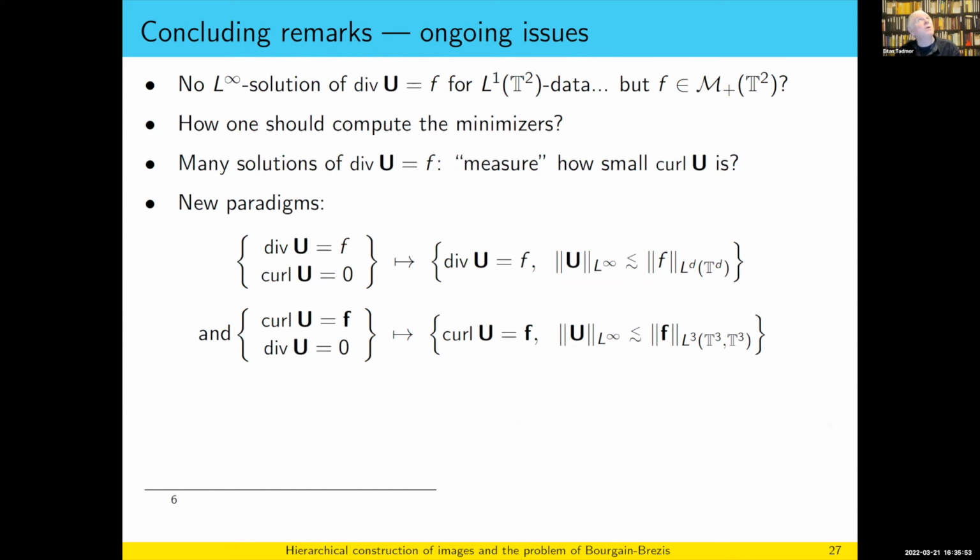Let's think, for example, of the incompressible Euler equations. When I say new paradigm, what do we have in the incompressible Euler equations? We have a force.